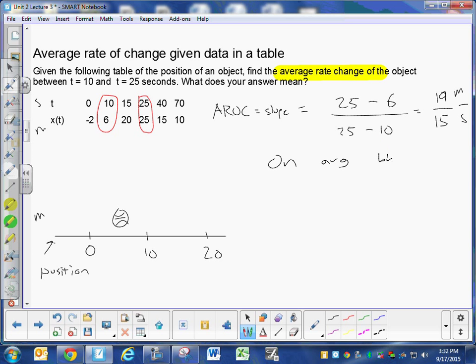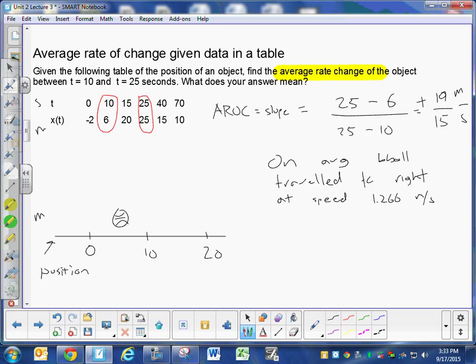the b-ball traveled to the right at a speed. The right denotes the positive or negative. If I'm moving to the right, velocity is positive. If I'm moving to the left, velocity is negative. Just to remind you of that. Of 1.266 meters per second.